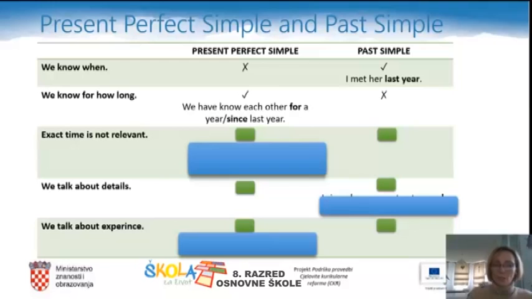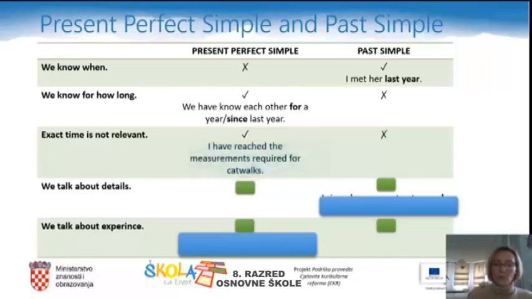When the exact time is not relevant, we shall use present perfect simple. For example, I have reached the measurements required for catwalks. It doesn't matter when the exact point of time was. What matters is that it has happened.